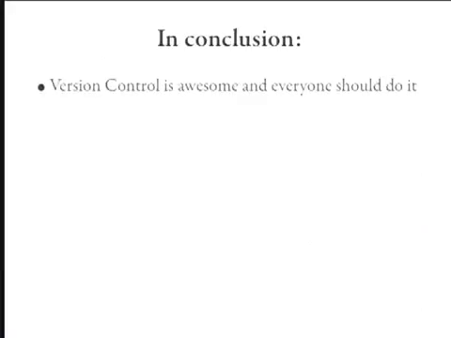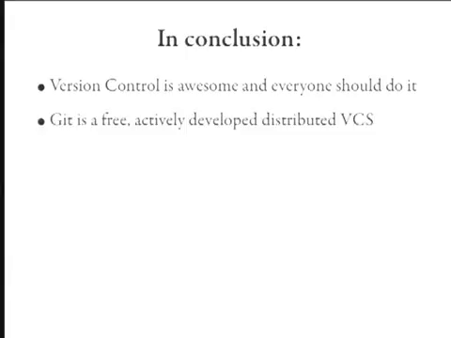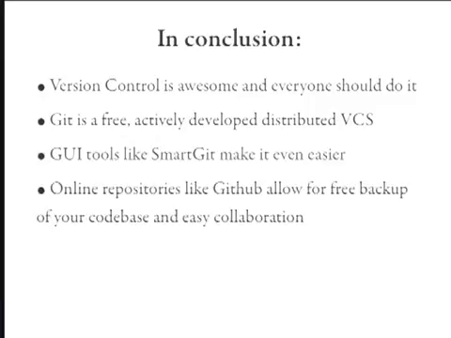So in conclusion with Git, version control is awesome and you all should do it. Git is a free, actively developed, distributed version control system, which I highly recommend. Graphical user interface tools like SmartGit make it even easier to use. There are online repositories like GitHub, which allow for free backup of your code base and easy collaboration.